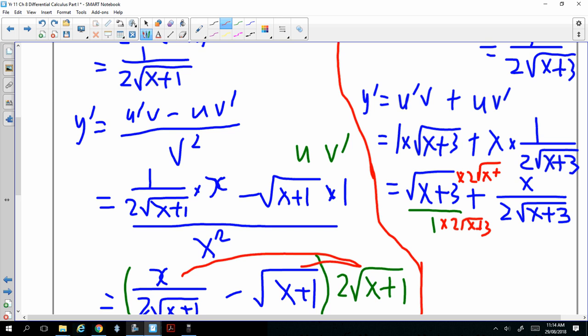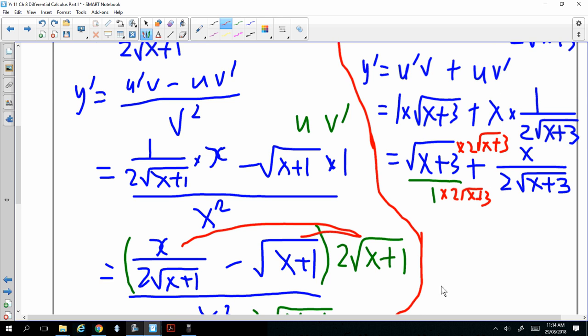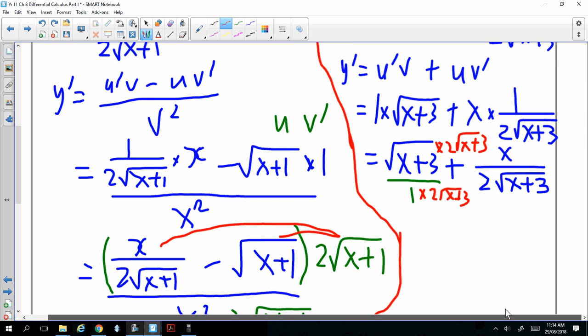How come it doesn't show? I just realized something. It doesn't show everything. It doesn't. Oh my God.